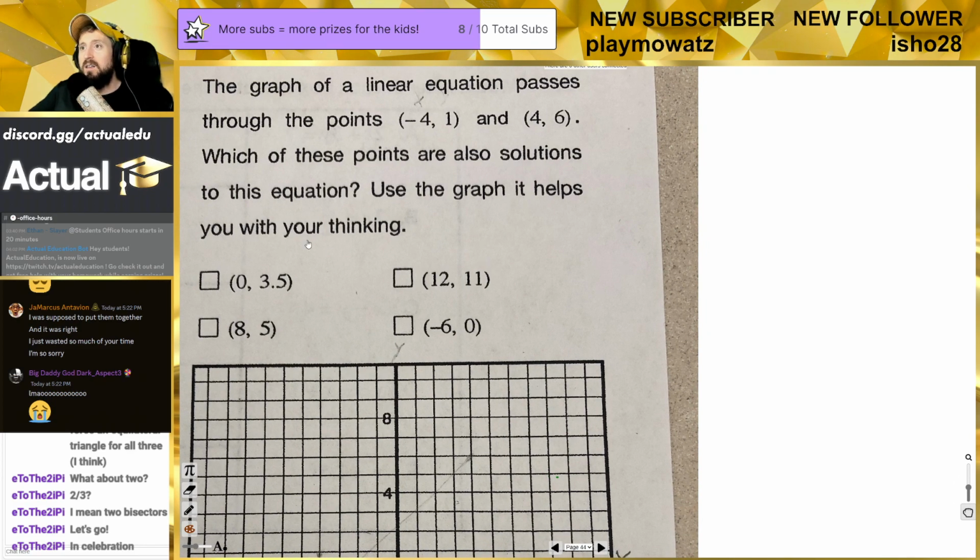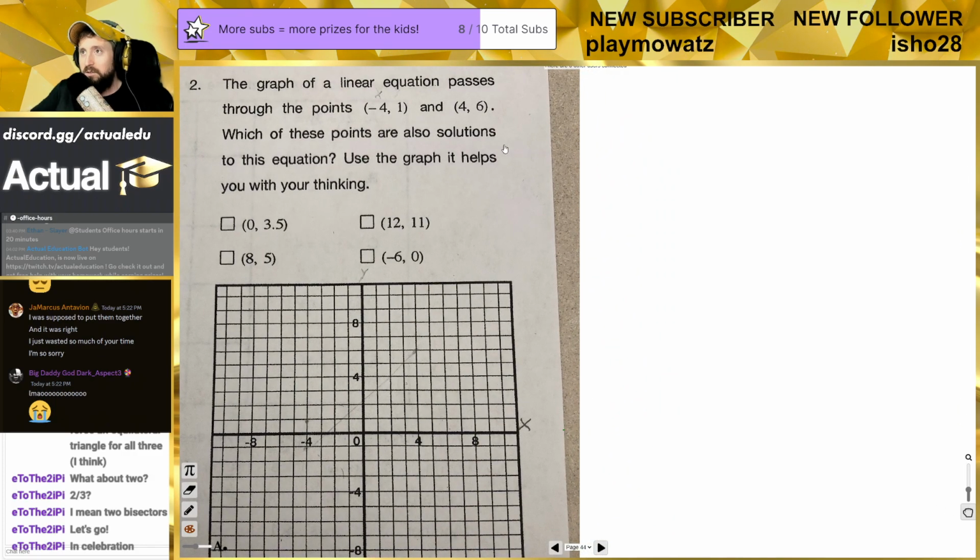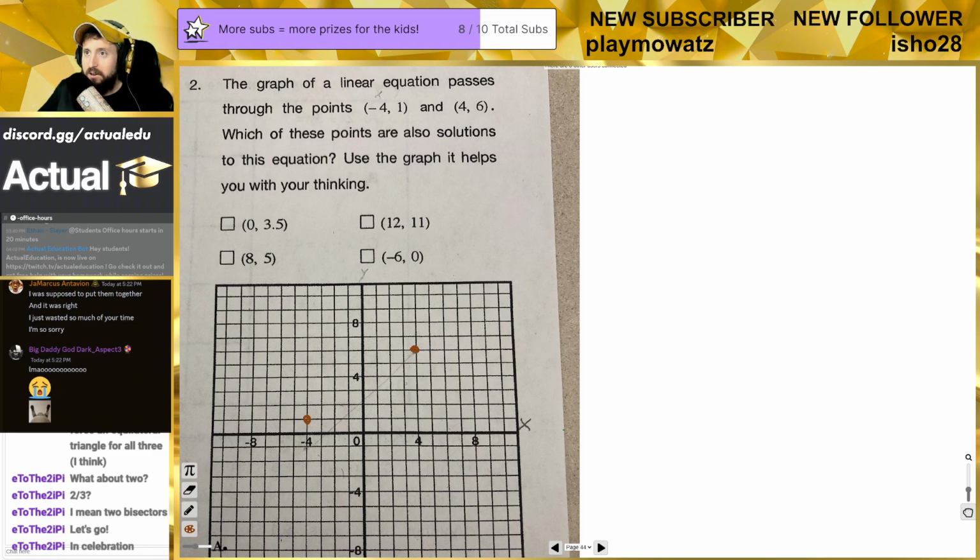Okay. Cubert, this last one here. The graph of a linear equation passes through these points. Okay, -4, 1. That's this one, right? And 4, 6. Which of these points are also solutions? Use the graph if it helps you with your thinking.